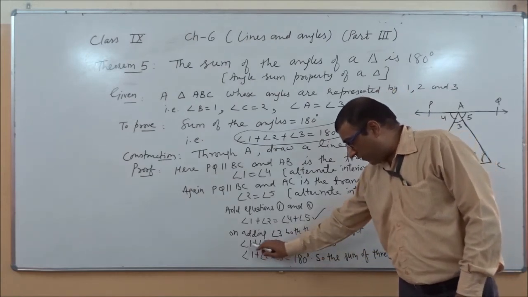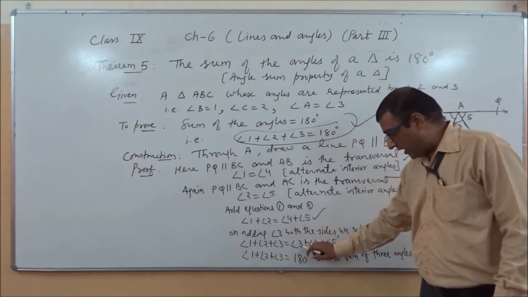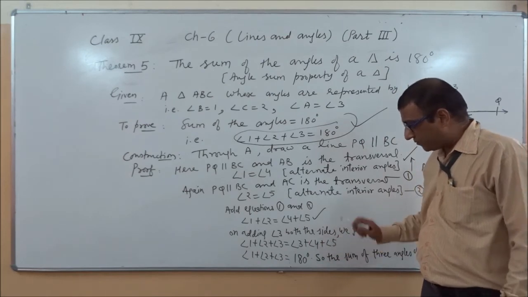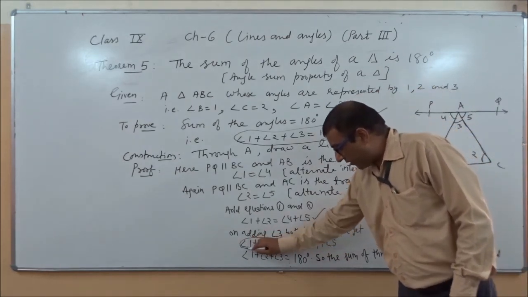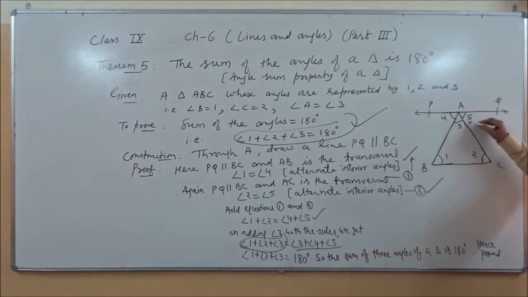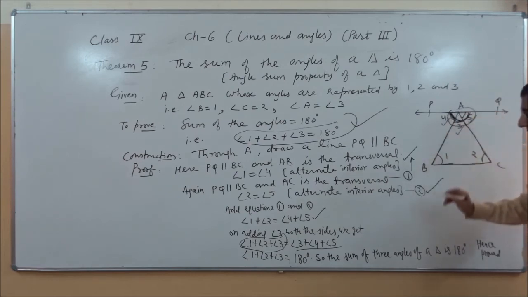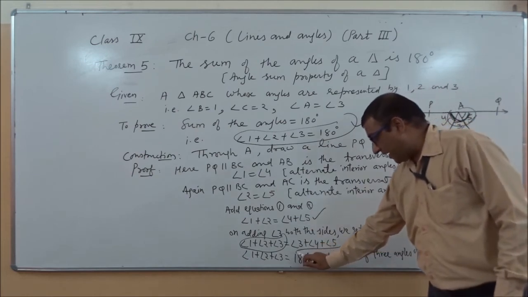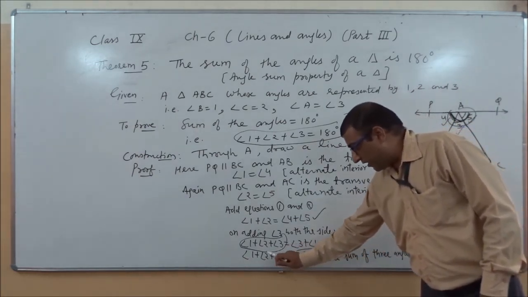So we can say angle 1 plus angle 2 plus angle 3 equals angle 3 plus angle 4 plus angle 5. Now the left hand side remains the same, and on the right hand side, if we see in the diagram, all these three angles, angle 5, angle 3 and angle 4, lie on the same side. So this is the concept of a straight angle. As per the definition of a straight angle, all these three angles lie on the same side of a line, so that their sum becomes 180 degrees. That's why we will write 180 degrees on the right hand side. And this we have to prove.